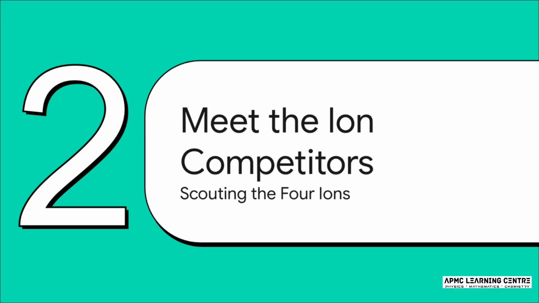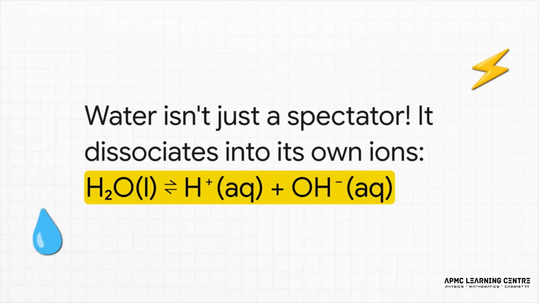Okay, so if we've got a 4-way race on our hands, we need to know who the competitors are. Let's meet the lineup. And here's the secret player. Water isn't just sitting on the sidelines watching. Oh no, it is an active participant. A tiny fraction of water is always breaking apart on its own into H+ ions, so hydrogen ions, and OH- ions, hydroxide ions. And guess what? These 2 new ions jump right into the race for the electrodes.